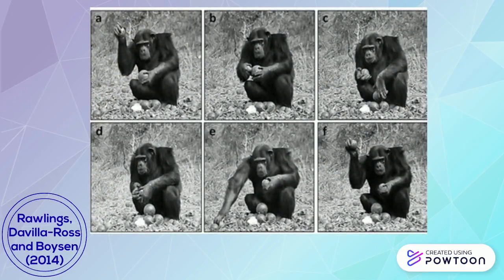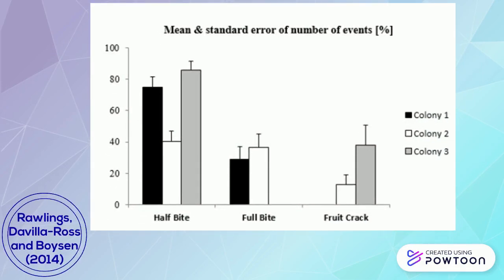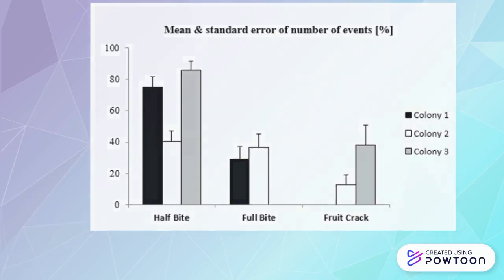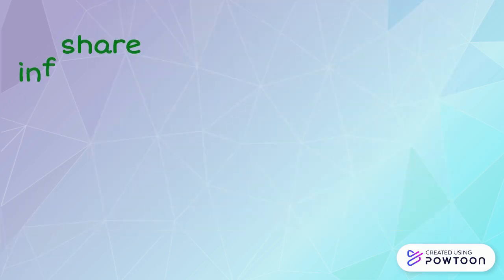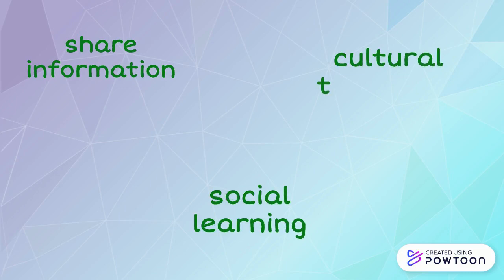Researchers identified 8 total fruit opening behaviors, however each colony showed differences in the number and combinations of techniques used. Full biting and fruit cracking were completely absent in 2 of the 3 colonies. This suggests that non-human animals may share information within the community, implying that they engage in social learning and that they have cultural traditions with the help of observation.